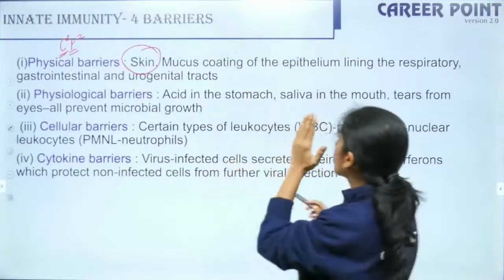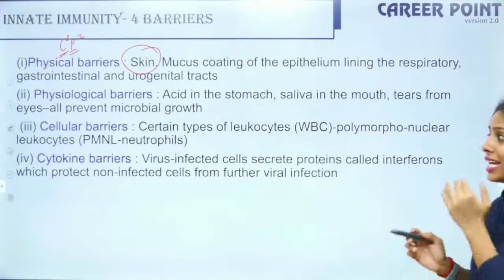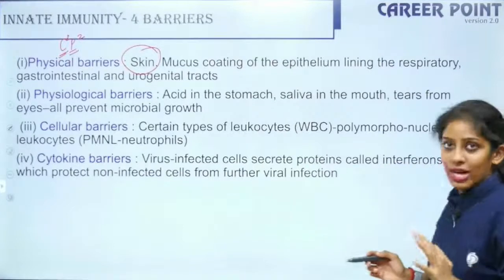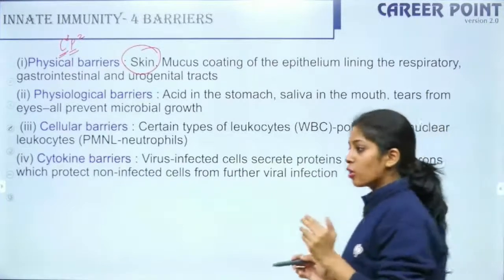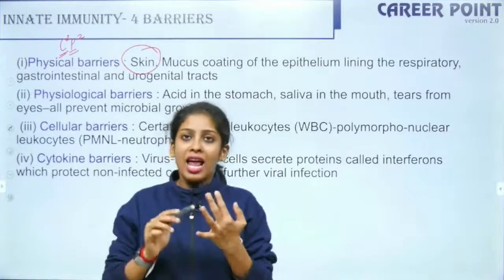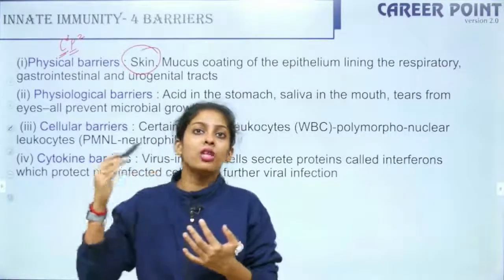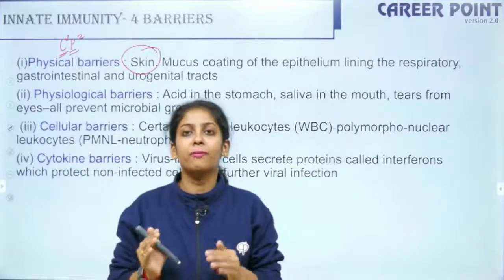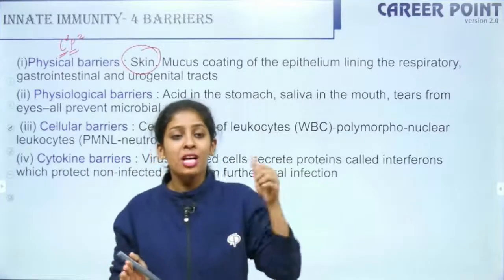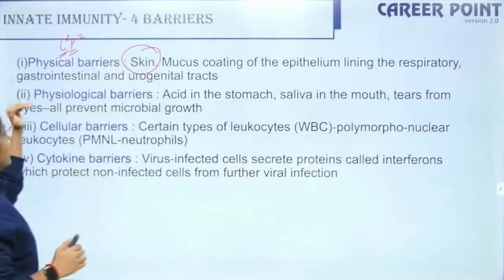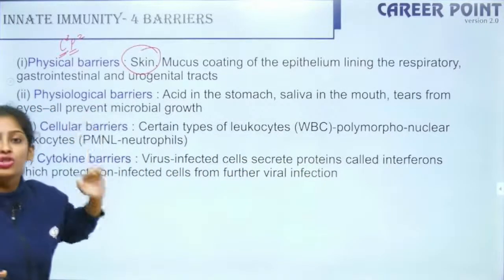So mucous coating of the epithelium lining the respiratory, gastrointestinal and the urogenital tracts. So everywhere there is an opening to the external surface, your skin comes into picture. And everywhere your body is open to the outer surface, you have a mucous coating which prevents the passage of microorganisms. That is your physical barrier. Okay. Yes. Then the next one is your physiological barrier.